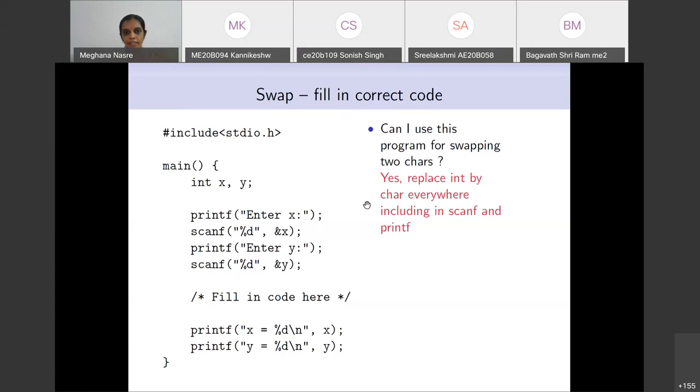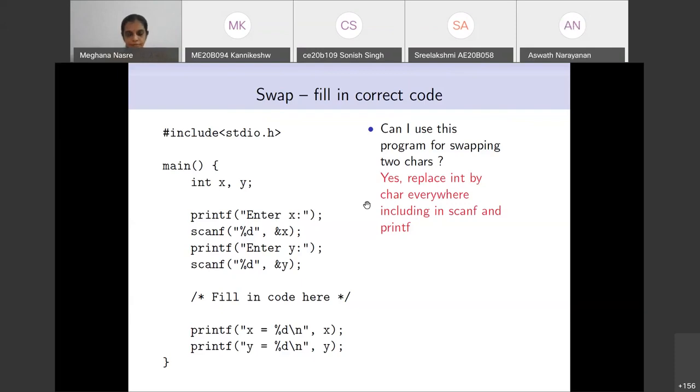When I say everything that is written for int, you should also change it in the printf and the scanfs, where you have %d and %d in scanfs as well as %d in printf. You have to change it to %c. So if you change it to char everywhere, then this program will work to swap characters instead of integers. Yeah, somebody had a question.